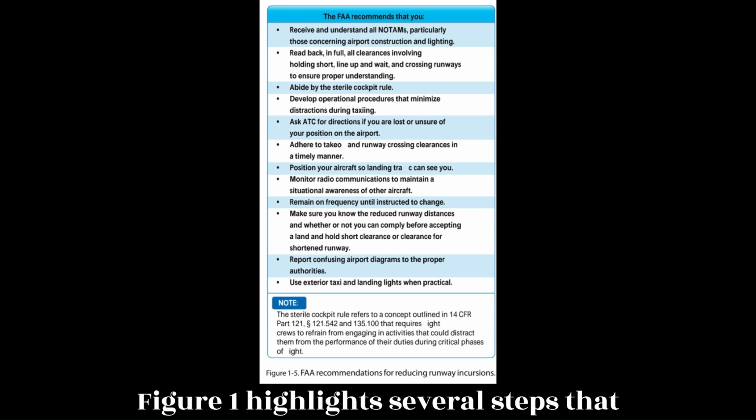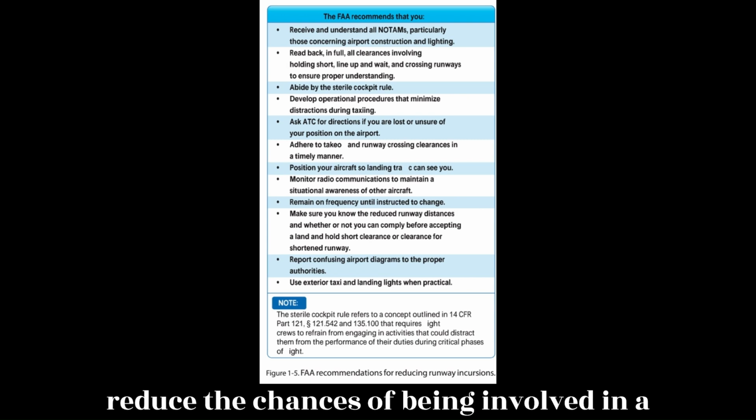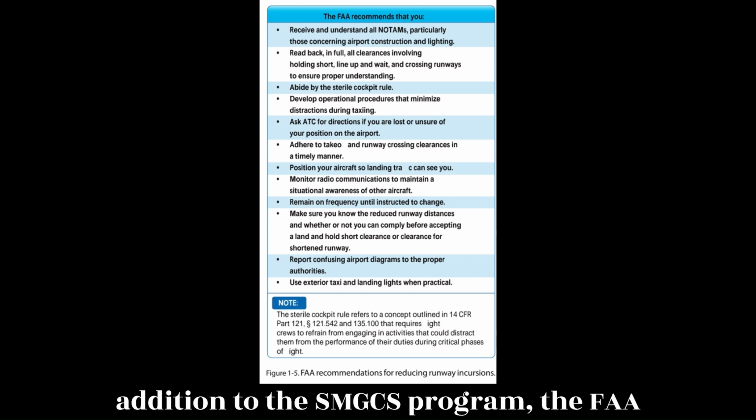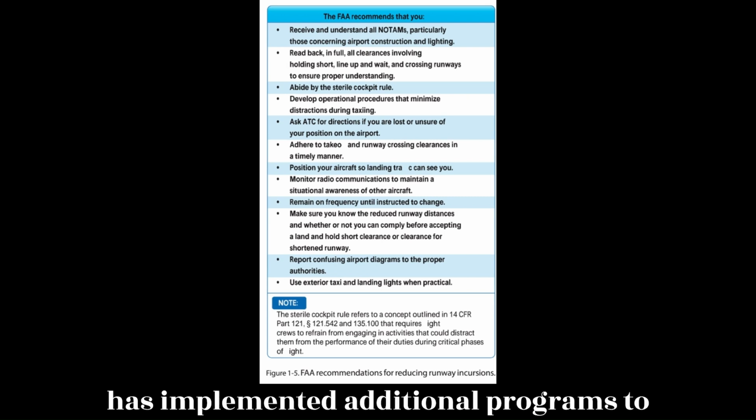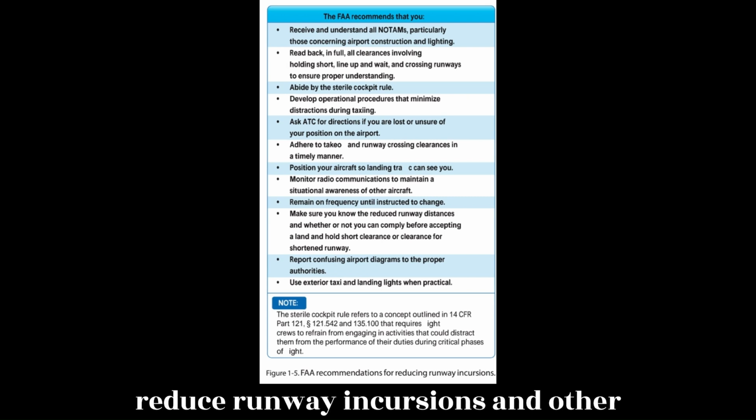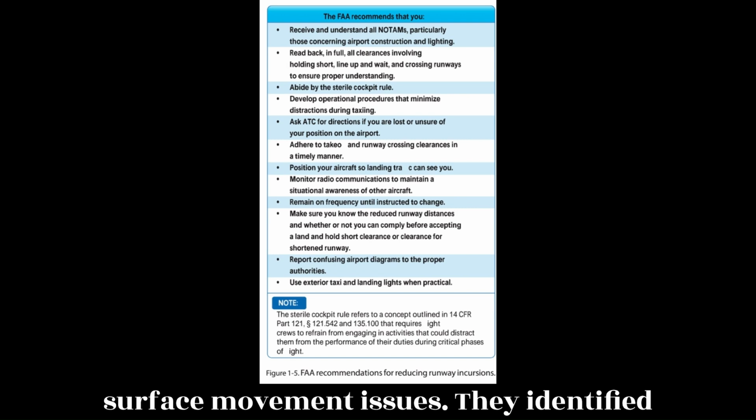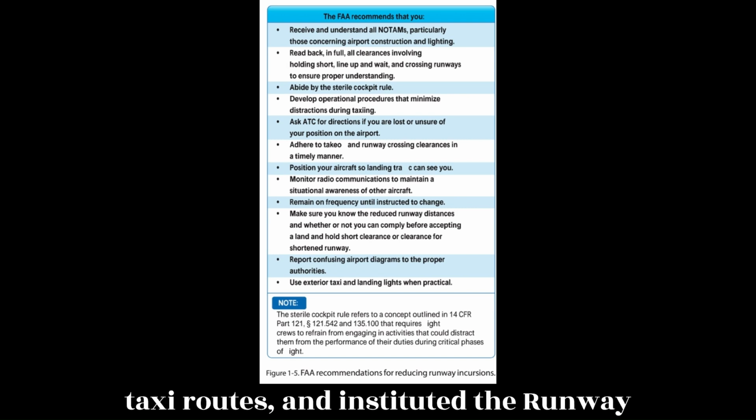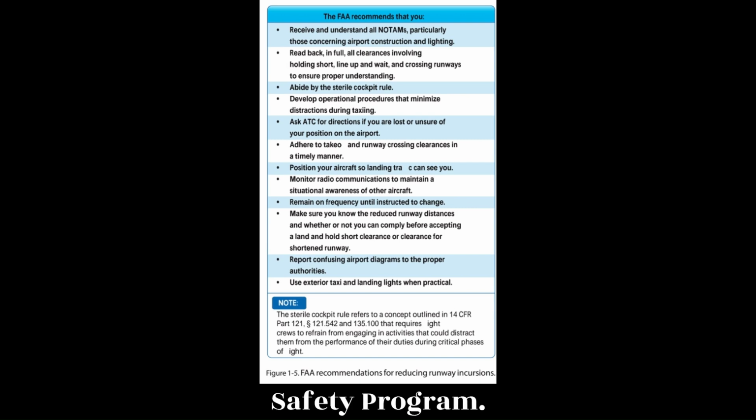Figure 1.5 highlights several steps that reduce the chances of being involved in a runway incursion. In addition to the SMGCS program, the FAA has implemented additional programs to reduce runway incursions and other surface movement issues. They identified runway hotspots, designed standardized taxi routes, and instituted the Runway Safety Program.